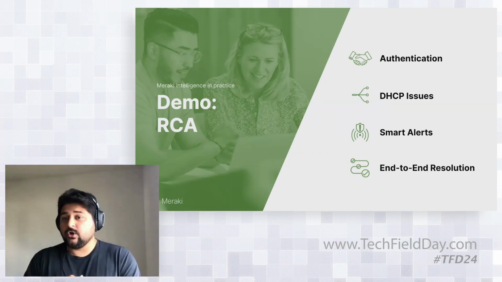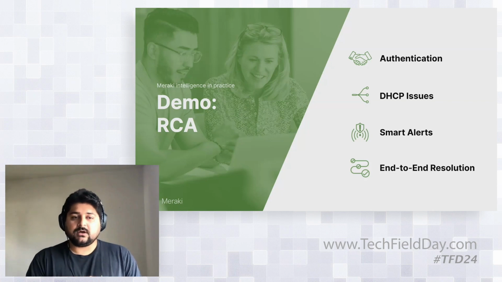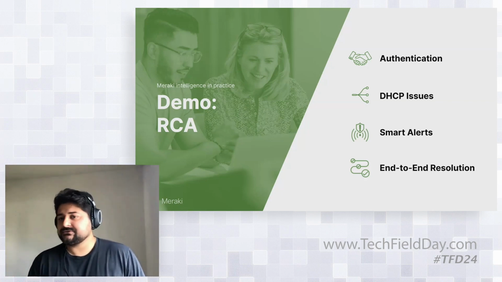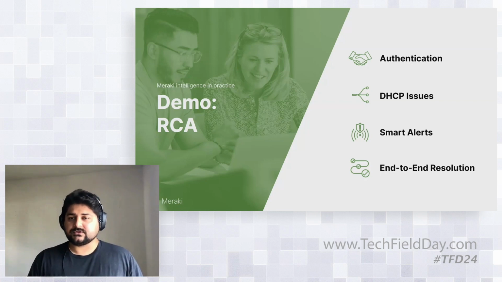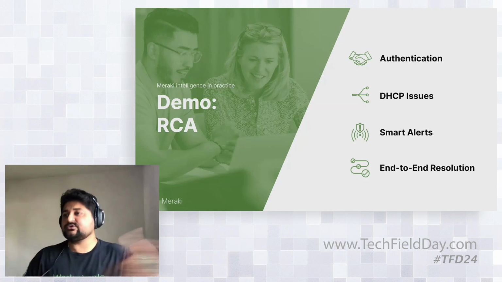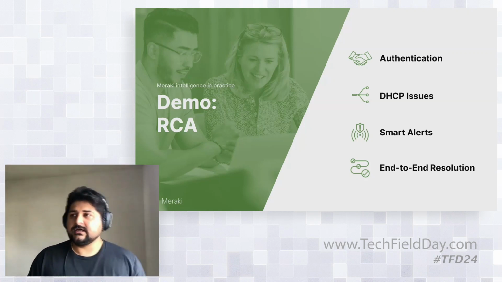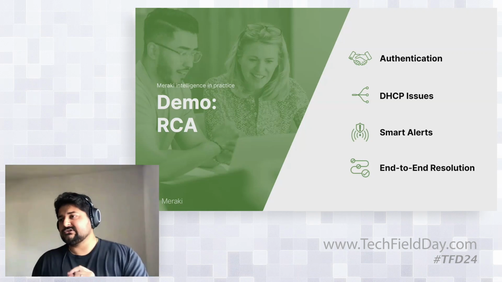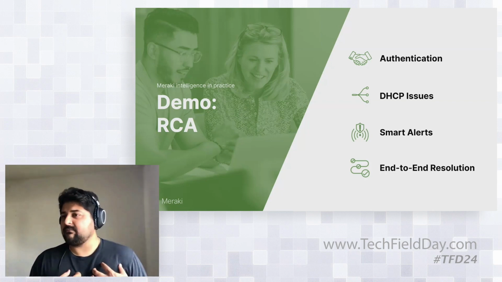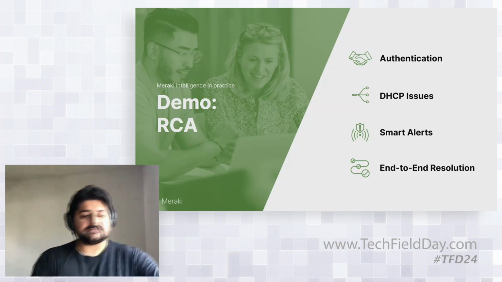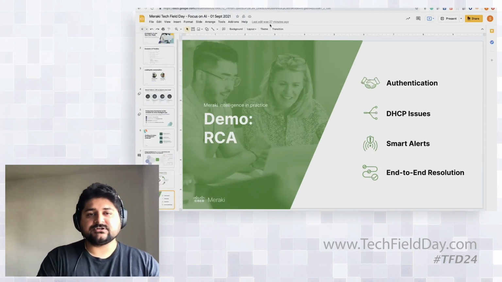Today, we're going to talk about four demos specifically. I want to show some authentication issues. Then we're going to show RCAs related to DHCP. And then I'm going to talk a little bit about smart alerts, because all of the RCAs mean you have to go into dashboard, and that means somebody has notified you. We're trying to make folks more proactive. And then there's an end-to-end resolution flow that I want to show with sticky clients. I think that's a very interesting key use case. I know I've had my fair share of problems when it comes to sticky clients. And with that, let me quickly dive into dashboard.